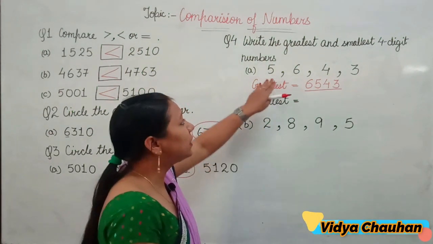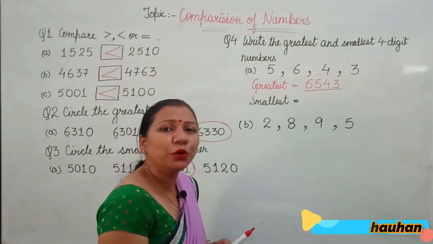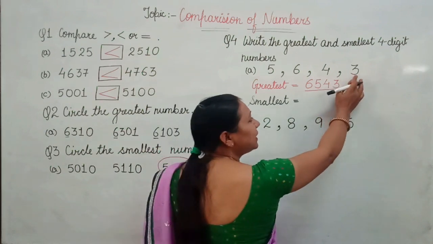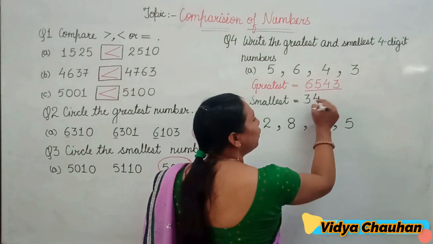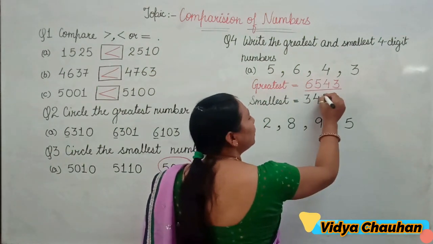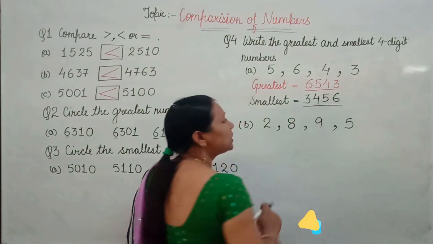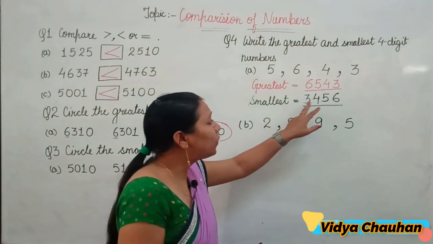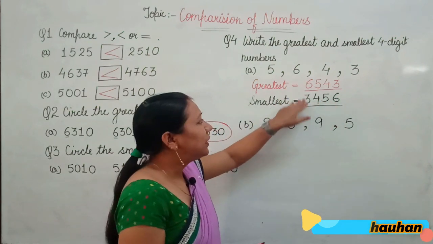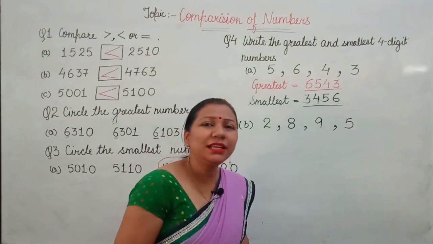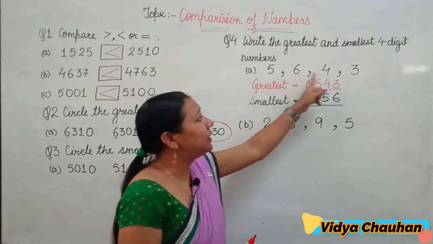Now similarly, you have to find the smallest number also using the same given digits. So for smallest, we start with the smallest digit. Which is the smallest digit? 3. After 3, the next bigger value is 4. After 4, the next bigger value given to us is 5 and the last is 6. So which is the smallest number? 3456. So you can see we have found the greatest and the smallest 4-digit number using the given digits.